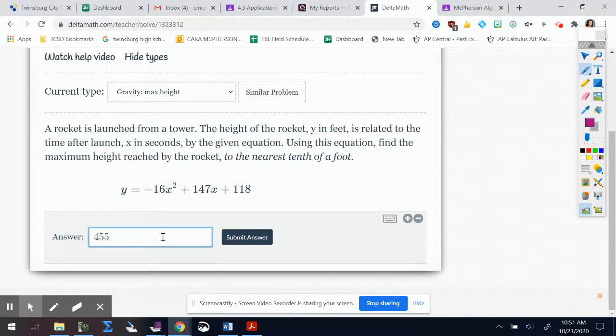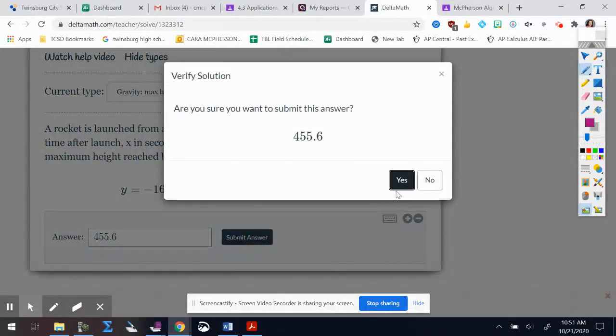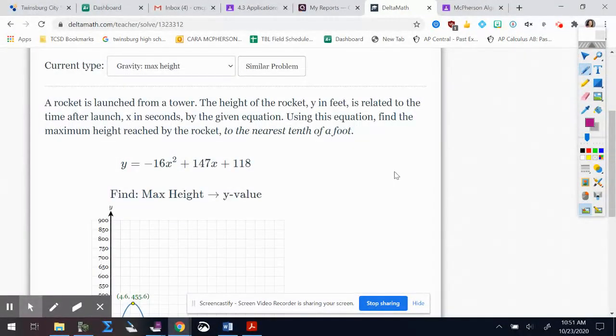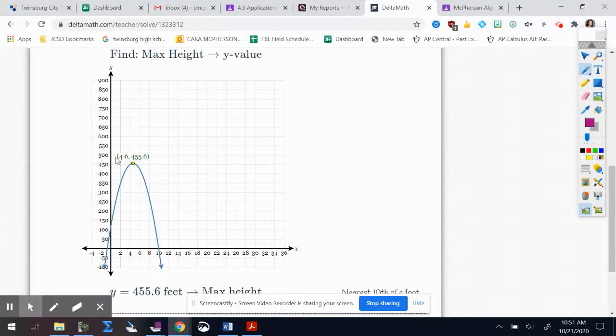So you're going to type that in and submit. And that's what it's looking for. And it will show you a picture of the height reaching its peak at a time of 4.6. So if it asks for the time it takes to get to the height, that's what you're typing in. If it actually asks for the height, you're typing in the Y value. Make sure you round it correctly. I really hope that helps with the word problems.